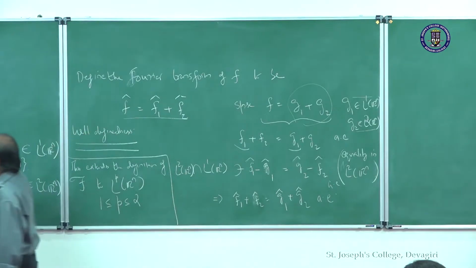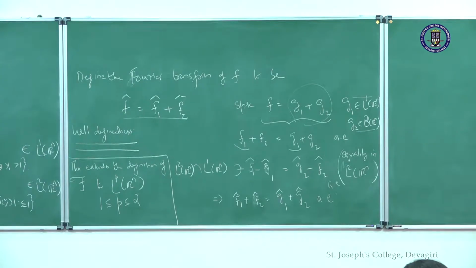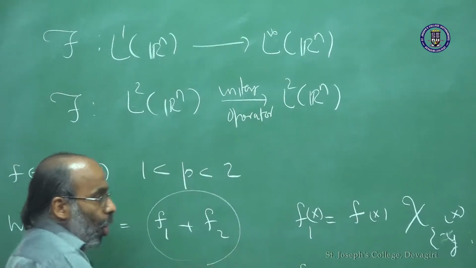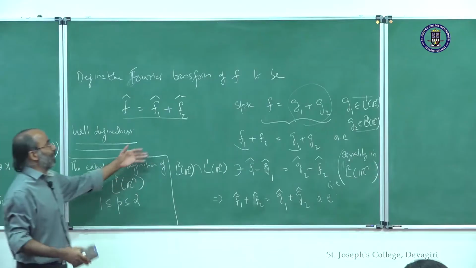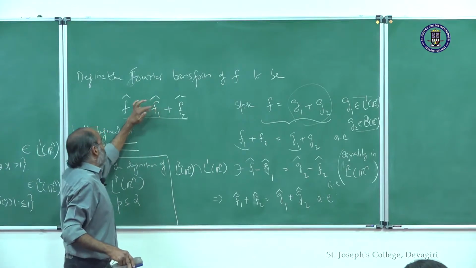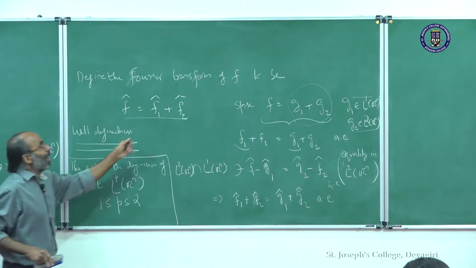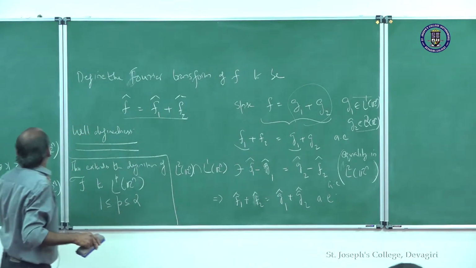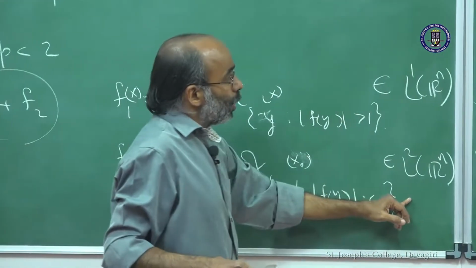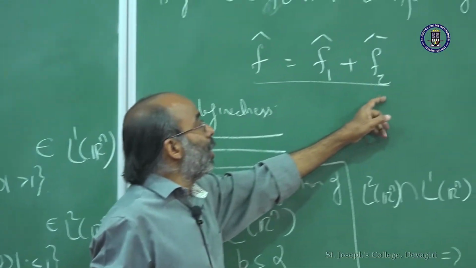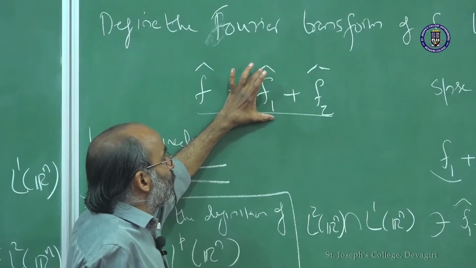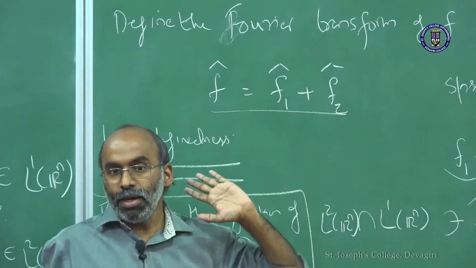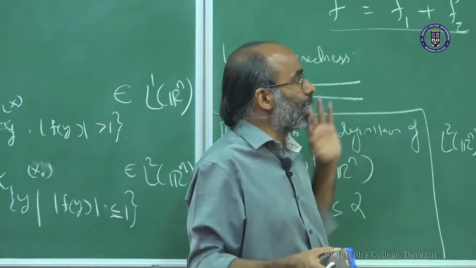Our aim is to study the Fourier transform on LP spaces. What do we know about the Fourier transform? Looking at this, you already know F1 is in L1, so F1 hat is a continuous bounded function. F2 is in L2, so F2 hat is also in L2. So this is a bounded continuous function plus an L2 function, right. This much we can read off simply by looking at it.